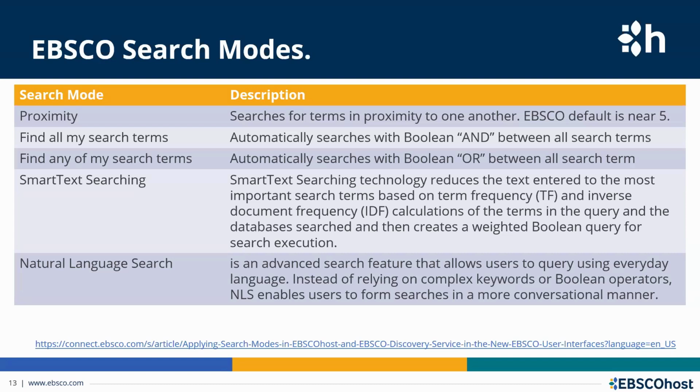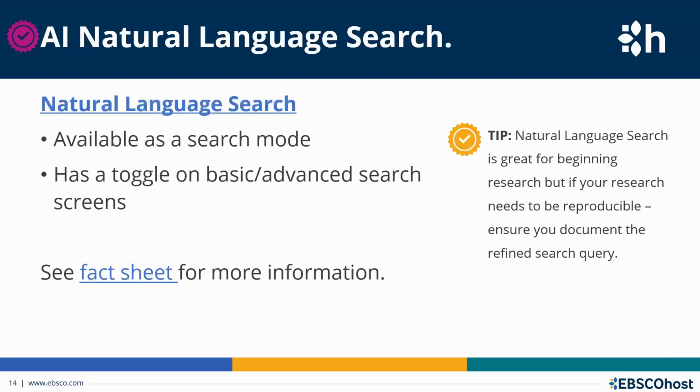We've also very recently released a new AI tool called Natural Language Search. So this differs from smart text searching in that it does use artificial intelligence. It uses a large language model to help create a search strategy based on a user's spoken language in a question or a statement format. So this is a very easy tool to use. I'm going to talk a little bit about that now.